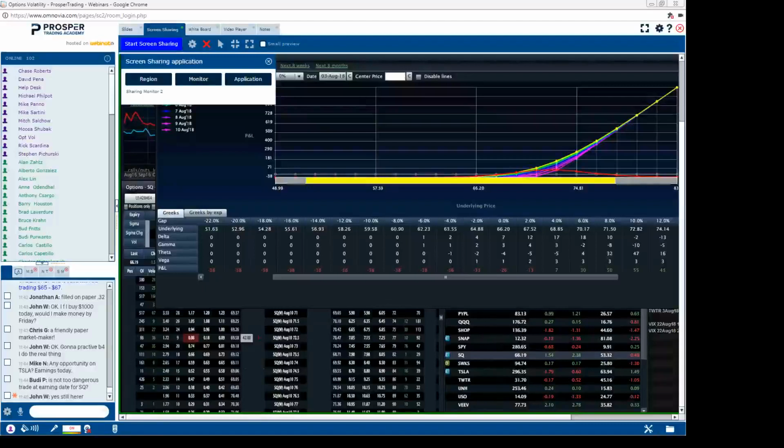All right, recorder is going. What we are going to do is review our risk chart. What do these graphs, what do these numbers mean?